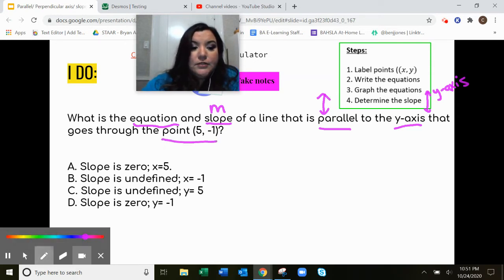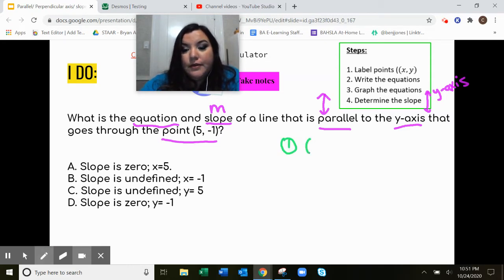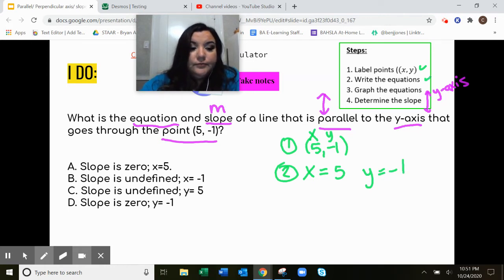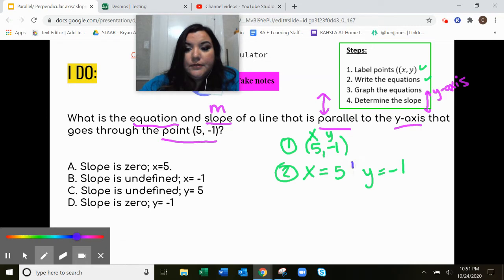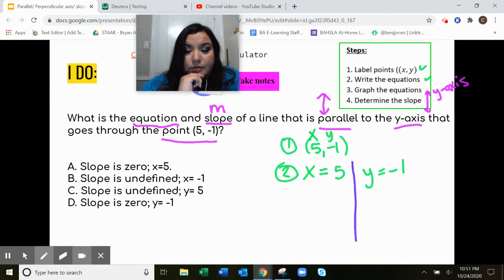So let's go through our steps again. Step number 1 is we're going to label the points. So we have (5, -1), and that's x and y. Step number 2 is to write the equations. So we know that x is equal to 5 and that y is equal to -1. Okay, so let's check that off. Again, I'm going to separate those two equations.